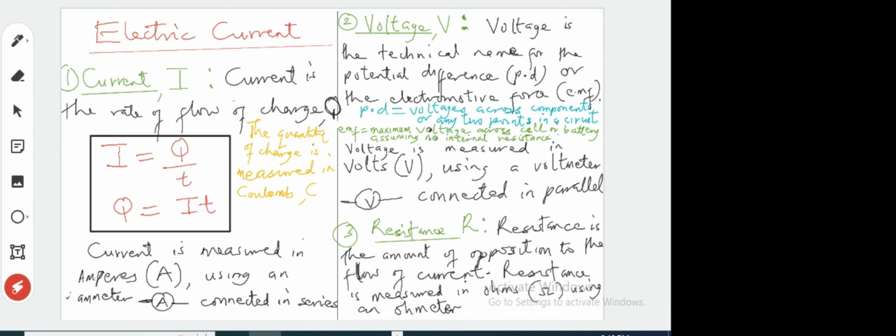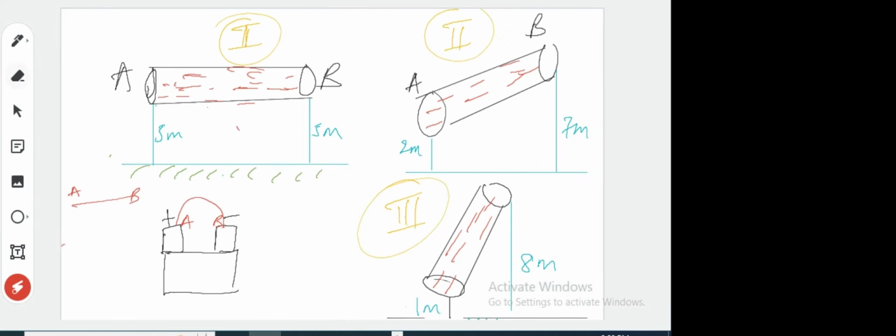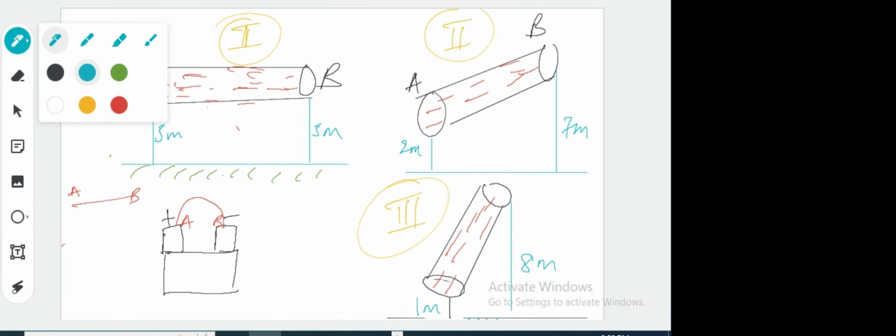See, if there is so much opposition, it will reduce the current, isn't it? If you need high current, you need to reduce the opposition. If you need smaller current, you need to increase the opposition. You can think of the opposition as a valve placed here.